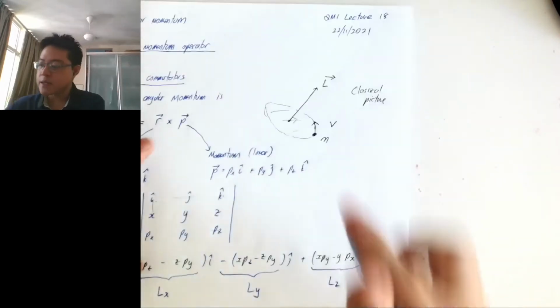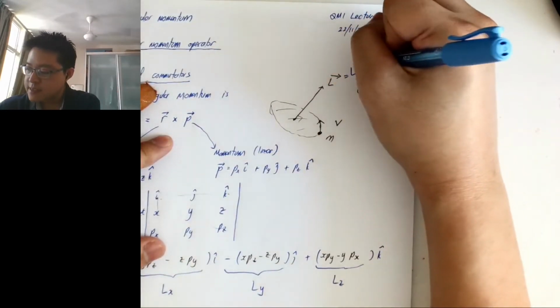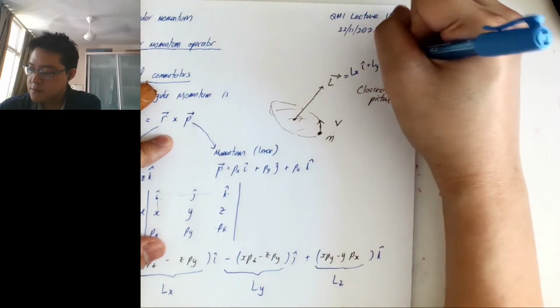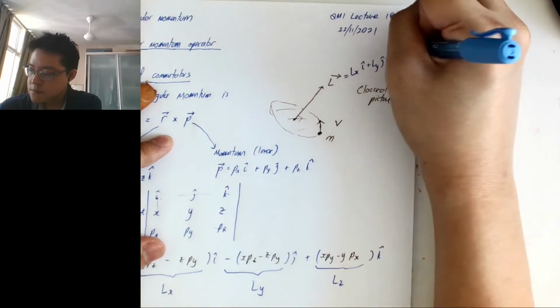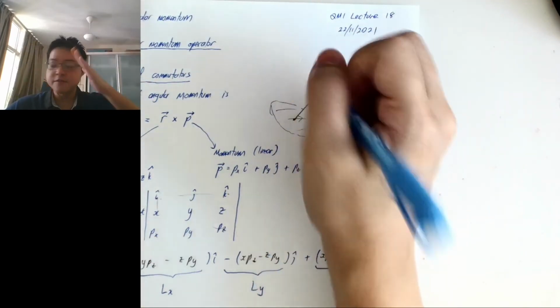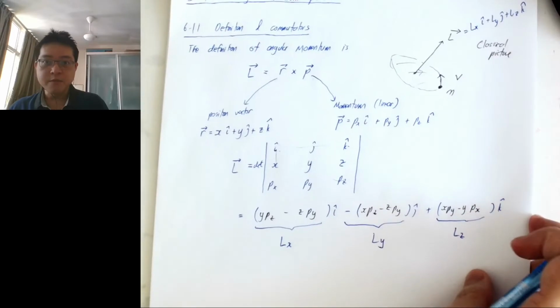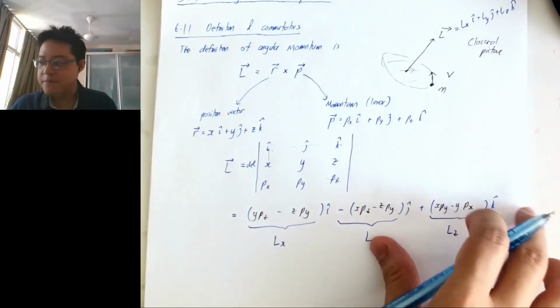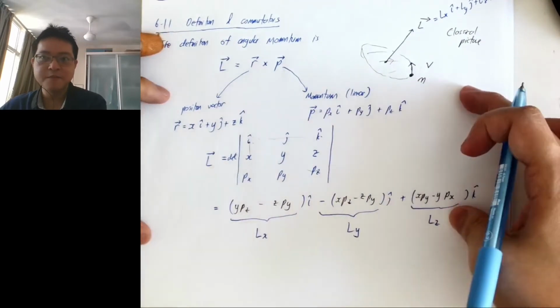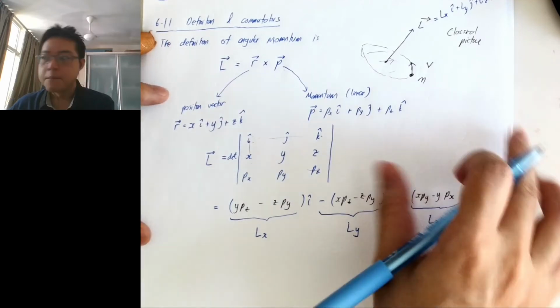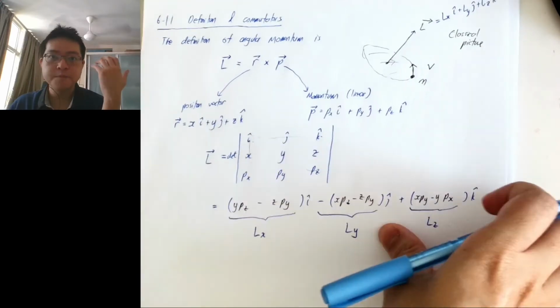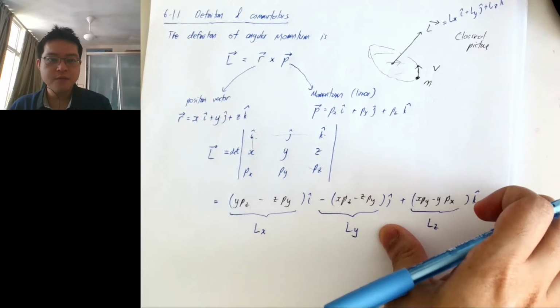Because angular momentum is a vector, it has ijk components, and this is how you can write down the direction and the length and the magnitude and all those things. Okay, so at the moment, everything here is as if this is a mechanics class again. But what we're going to do now is the quantum angular momentum operator.